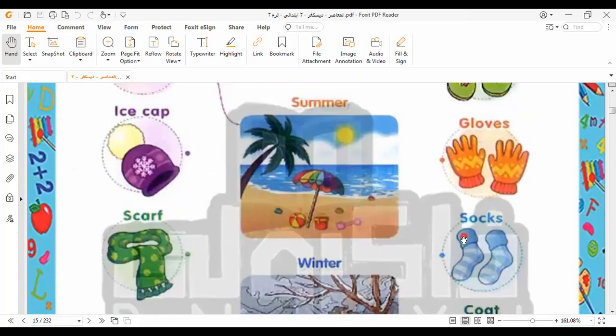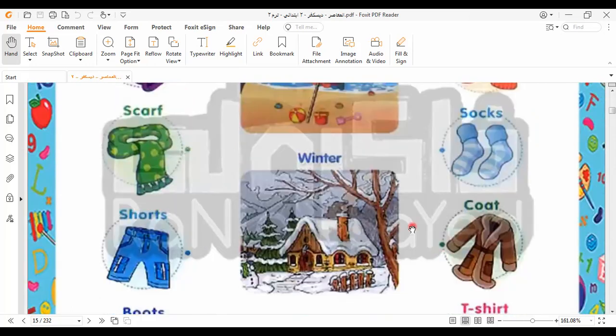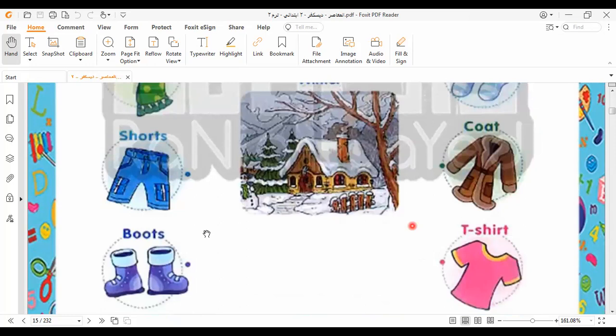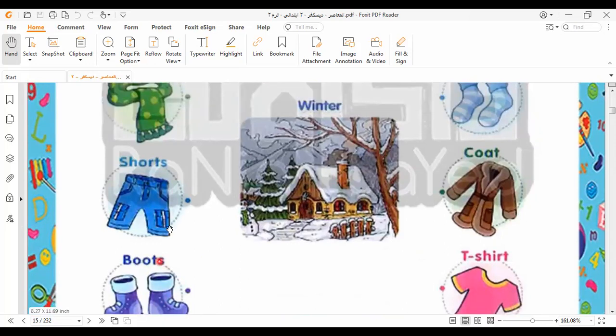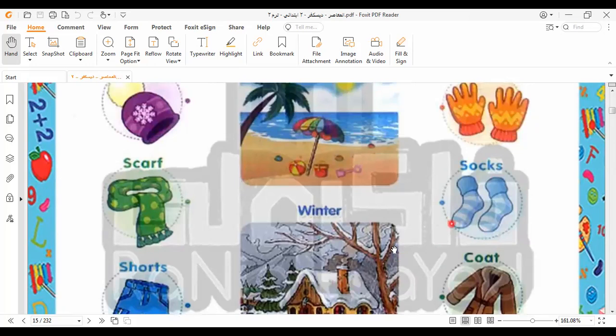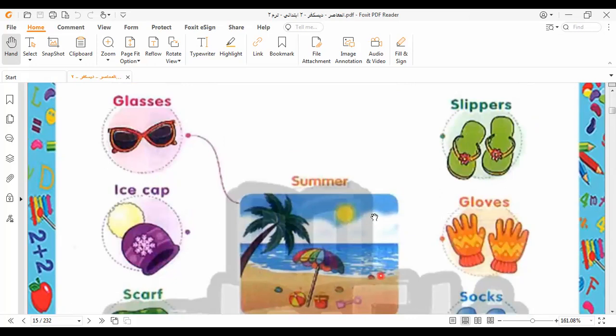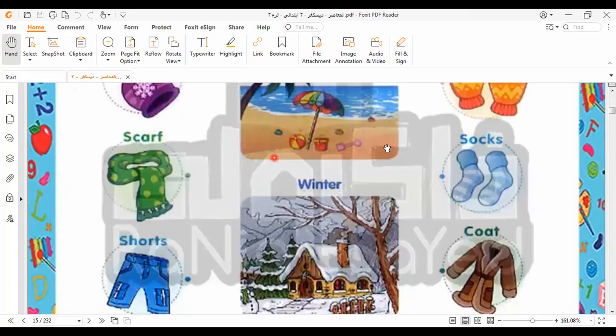Another one. In winter, what are we wearing in winter? We wear ice skates, a skirt, socks, and a coat. And boots also. We wear long shoes called boots. So in winter we wear boots, skirts, ice skates, socks, gloves, and a coat. In summer we wear slippers, shorts, and a t-shirt.